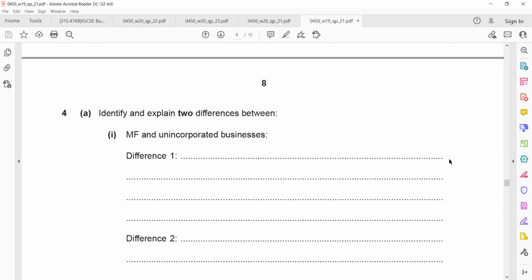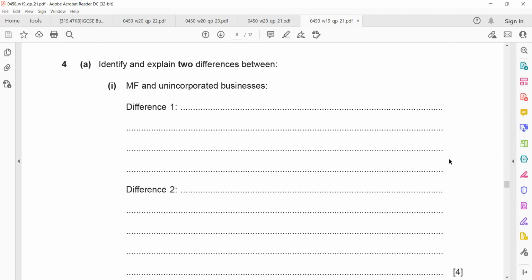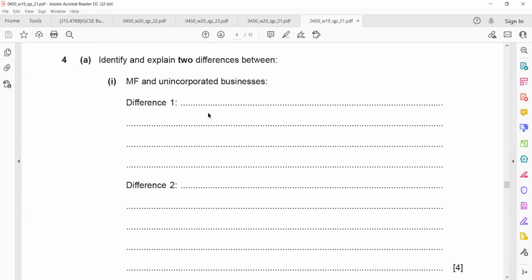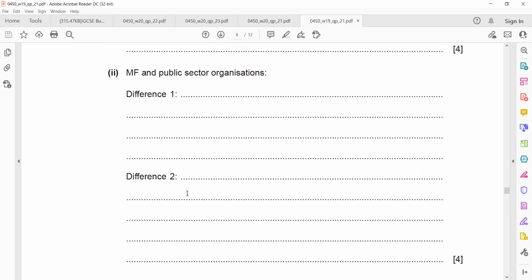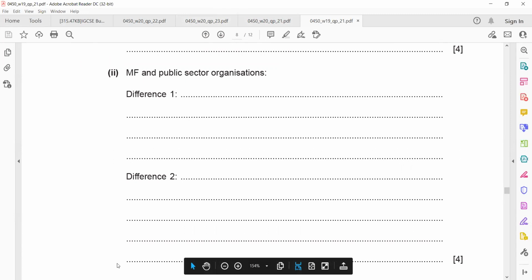This one can be, as an example, identify and explain 2 differences between MF and unincorporated business, and then also MF and public sector organizations. Meaning identify the difference and then present the analysis. I'll try to find a clearer example.